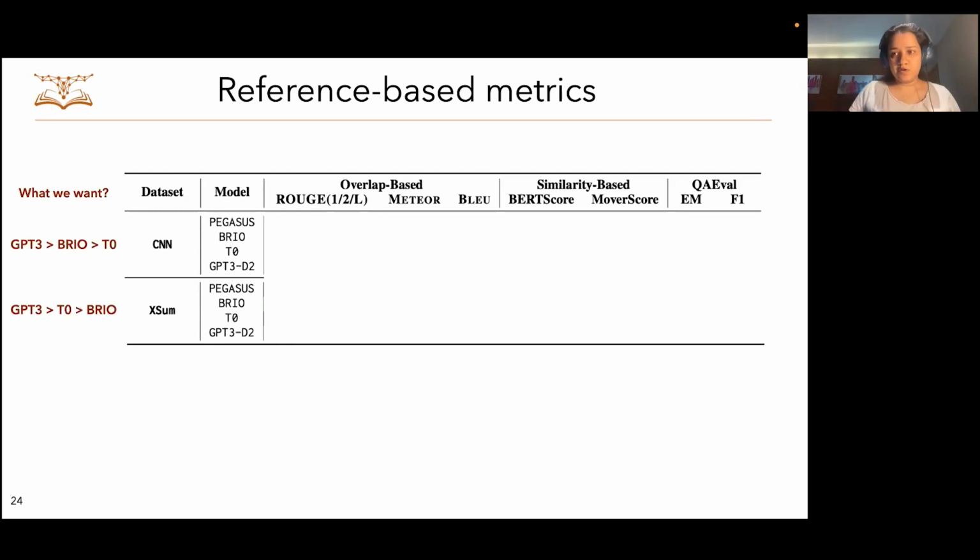And what we want from this, to be able to say that an automatic metric is good, is for it to be able to rank the systems in this order, right? GPT-3 greater than Brio greater than T0 for CNN, and GPT-3 greater than T0 greater than Brio for XM. And within this, we kind of want Pegasus to be similar to Brio because they generate the same kind of summaries.